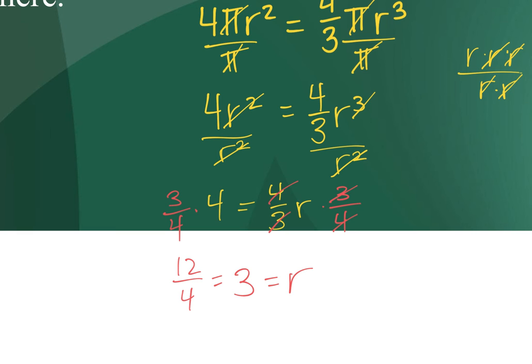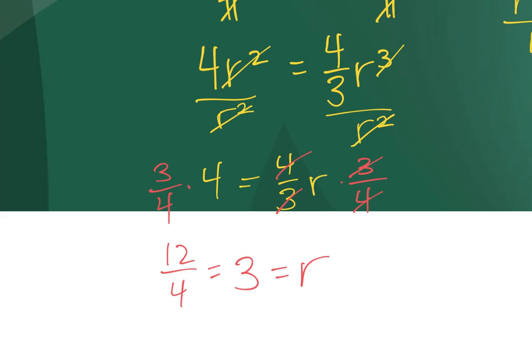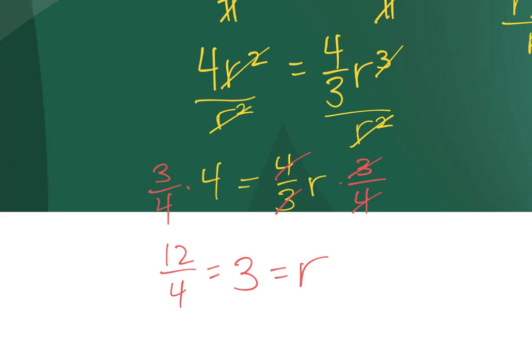So 3 is equal to r. Now watch. You could have just canceled out what when you multiplied by 3 over 4? The 4's. Do you guys see that? The 4's could have canceled out and you would have gotten 3. Or you could just multiply straight across and get 12 over 4. Zoe, could you also just multiply by 3 and cancel out the 3 on the bottom and then divide by 4? Yes. You could take it one step at a time and multiply the entire thing by 3 and then divide the whole thing by 4. Okay? So our radius is 3.